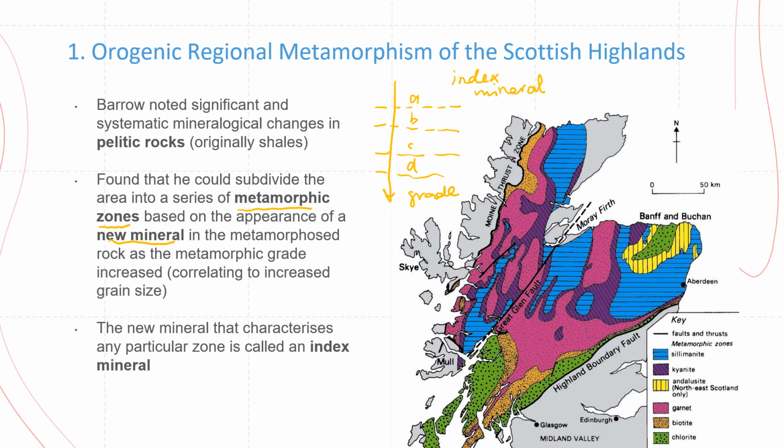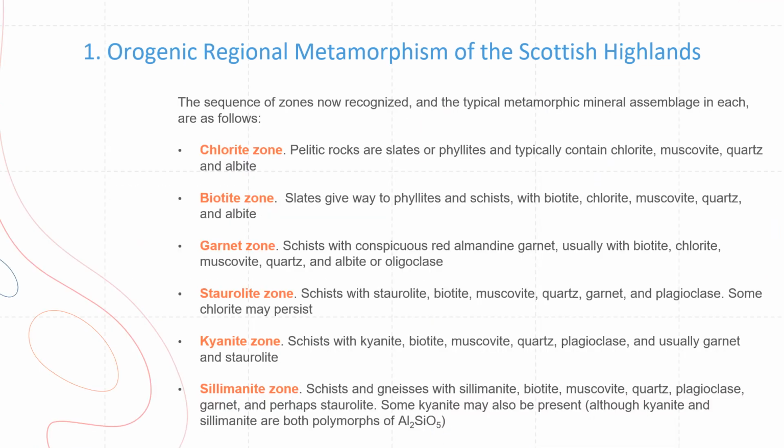So the minerals were listed as follows. So we have chlorite, biotite, garnet, andalusite, kyanite, and sillimanite. So the appearance of these minerals mark the new metamorphic zones as they move across the grades. And this specific sequence of zones now recognized, and the typical metamorphic mineral assemblage in each are as follows. So we have the chlorite zone, where the pelitic rocks are slates or phyllites that have chlorite, muscovite, quartz, and albite.